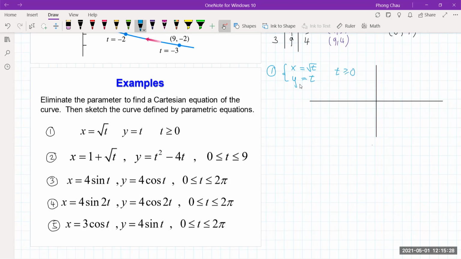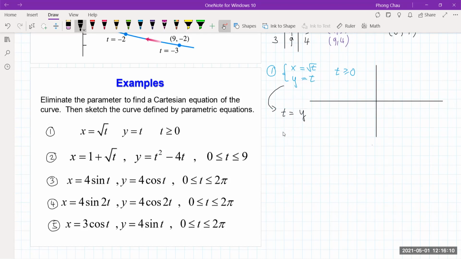Looking at that, I have no idea what the graph looks like, but I'm going to turn it into the Cartesian equations by eliminating the parameter. So the standard technique, again, is to solve one equation for t and use substitutions. In this case, I'm looking at the second equation, y equals t, right? So it's pretty straightforward. I can solve for t, so t is y. And then you substitute into the first equation.